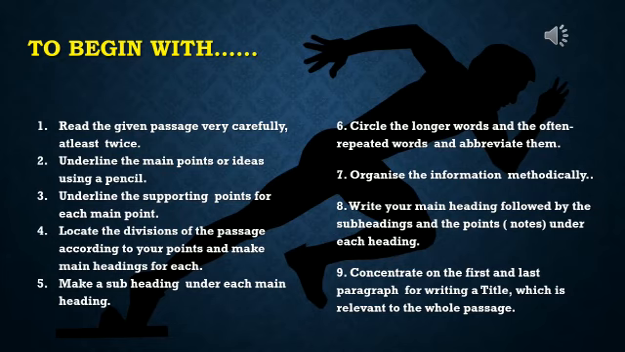After reading it twice, underline the main points or ideas using a pencil. Underline the supporting points for each main point. Locate the divisions of the passage according to your points and make main headings for each. Make a subheading under each main heading. Now circle the longer words and the often repeated words and abbreviate them.